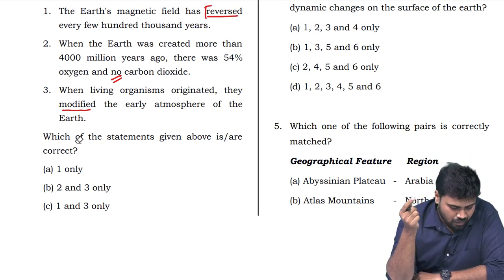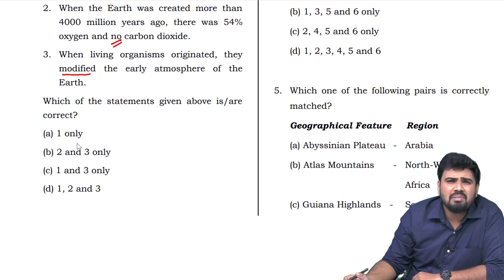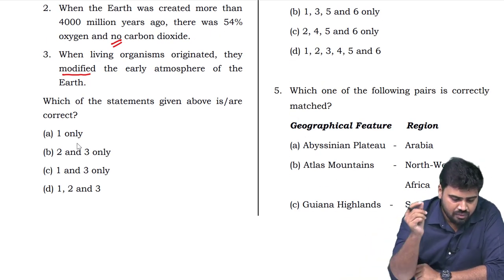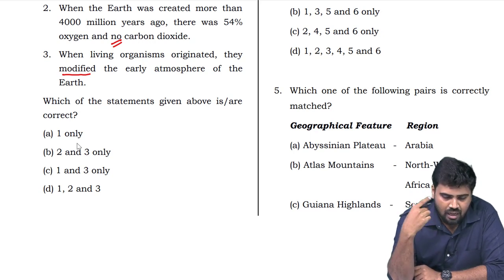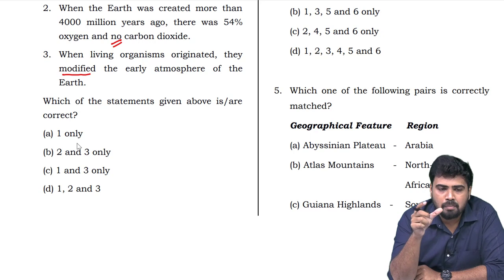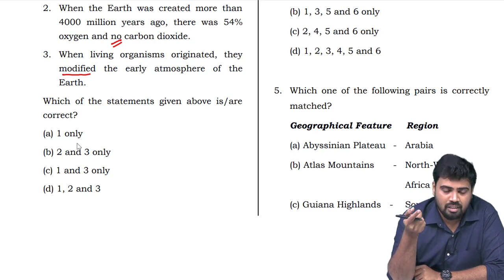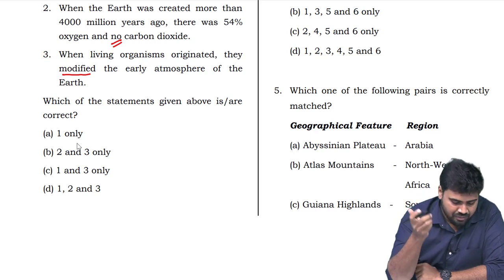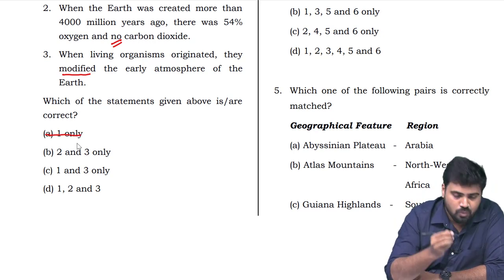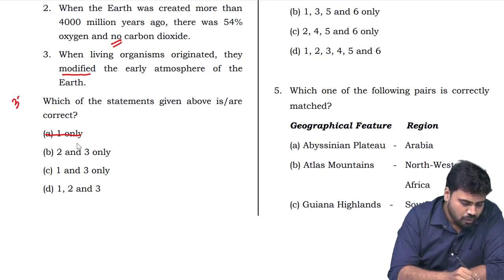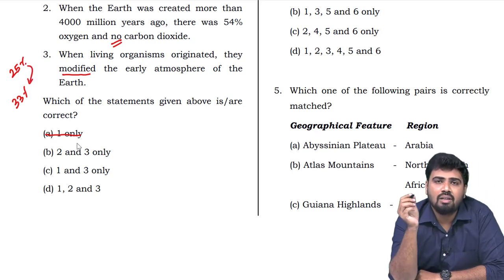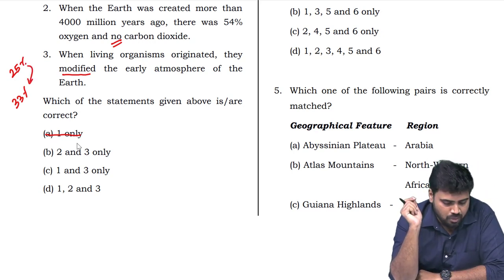Now coming back to the options, the third statement is very easy, right? Just now we have discussed that when living organisms originated, particularly due to photosynthesis and other factors, the earlier composition of the atmosphere was changed, which became conducive for later evolution. So the third statement is definitely true. You can eliminate the option where there is no statement three. So just three options are left, and our probability increased from 25 to 33%, as we have eliminated one option.